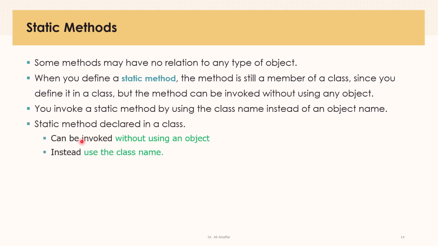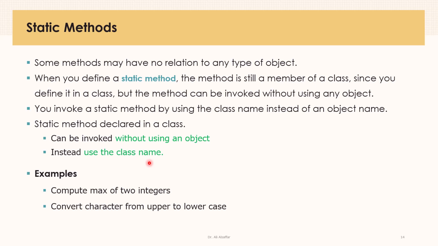In more detail, a static method declared in a class can be called or invoked without using any object. This is what we have just said a moment ago. And also, instead of using the object, because we don't have an object, you use the class name. As an example, suppose, as I said, you want to create a method that finds the maximum between two integers. As another example, suppose you would like to write a method that converts characters from uppercase to lowercase. So the best way to do that is to define them as static methods.